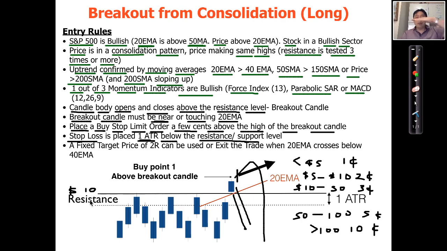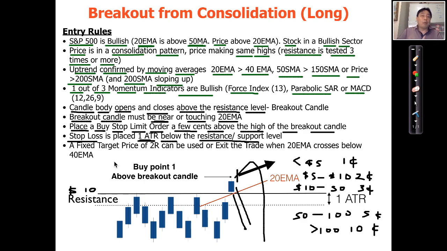So remember that the resistance, once it breaks out, becomes a support. So when I mention the word resistance and support, it's the same line. It's the same thing, okay? So I place my stop loss 1 ATR below the support level. And we just learned how to calculate ATR, right? I just showed you from the charts, or you can look at it from FinViz. Now, we've got our buy order, we've got our stop loss.